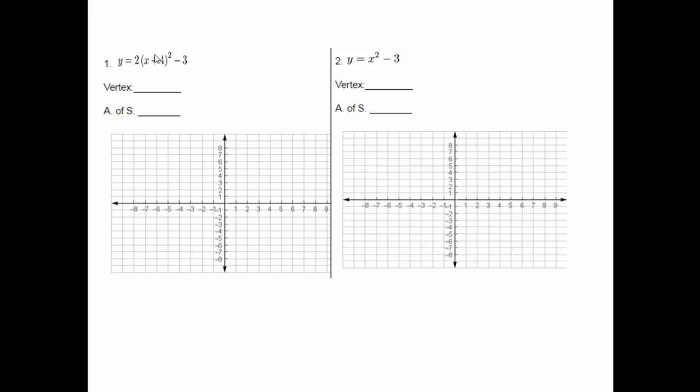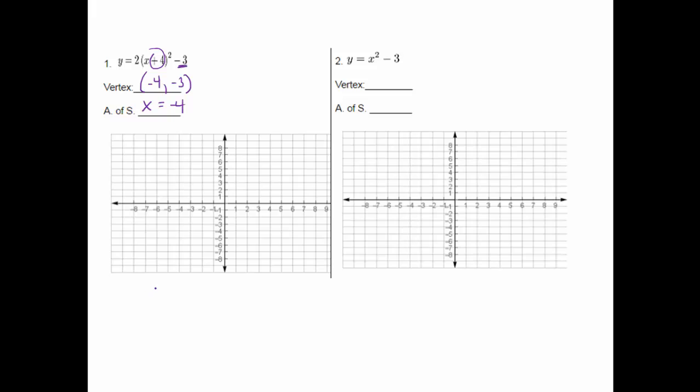The vertex is going to be the opposite of the plus 4, so it's going to be negative 4, comma, and then the same as the one on the outside. So the vertex is going to be negative 4, negative 3. The axis of symmetry will be x equals negative 4. It's always just the first value of the vertex.